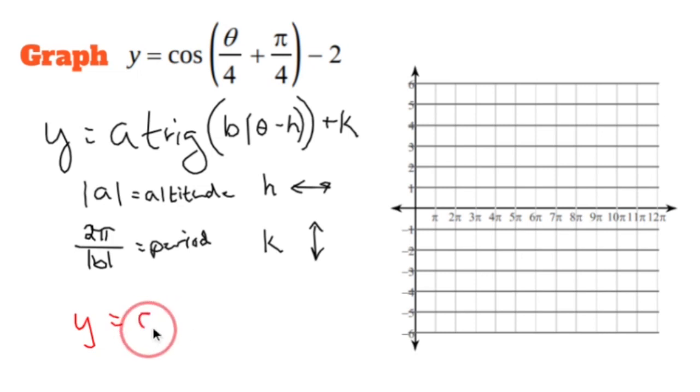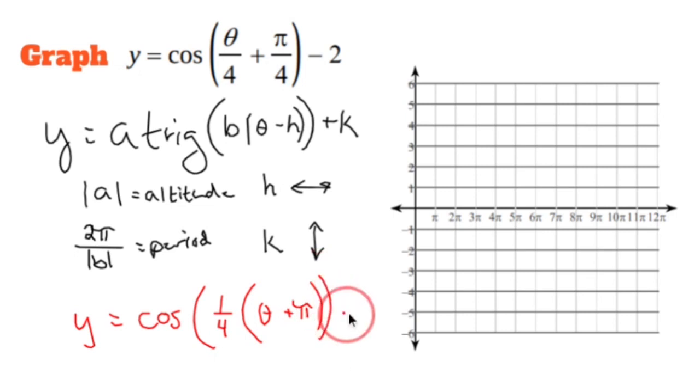So I'm going to have cosine with the altitude invisible 1. If I factor out a 1/4, that makes that just pi. If I factor out a 1/4 from pi over 4, that leaves me with just pi. Now I have minus 2.